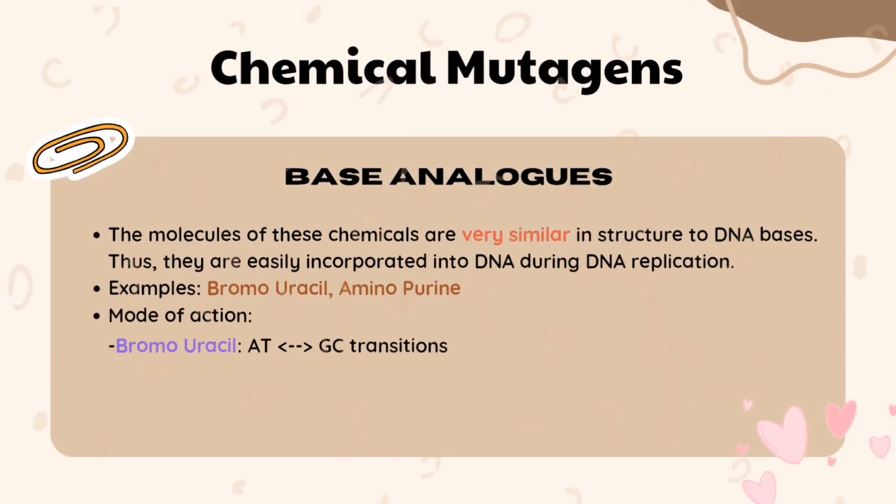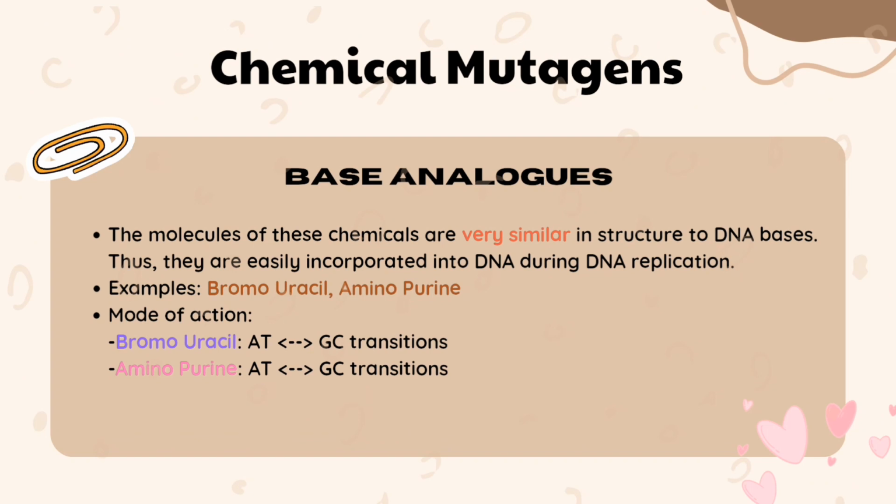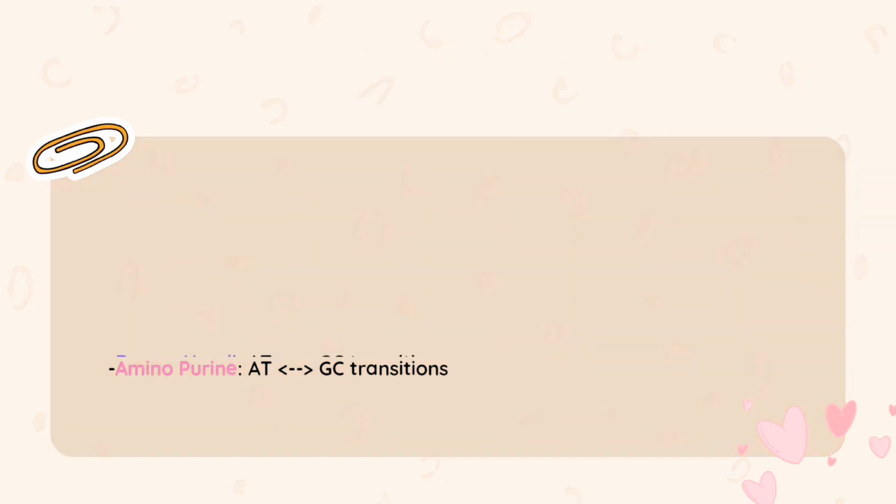The second one is base analogs. The molecules of these chemicals are very similar in structure to DNA bases. Thus, they are easily incorporated into DNA during DNA replication. For the examples, bromouracil and aminopurine. The mode of action of bromouracil and aminopurine is AT to GC or GC to AT transitions.